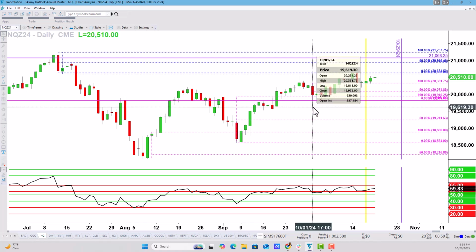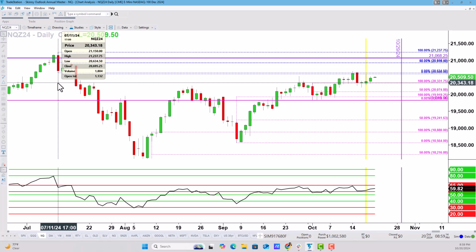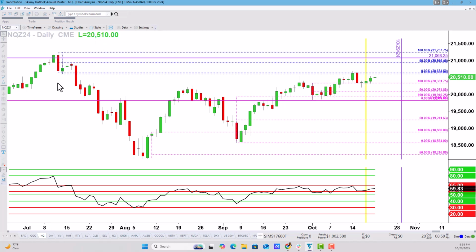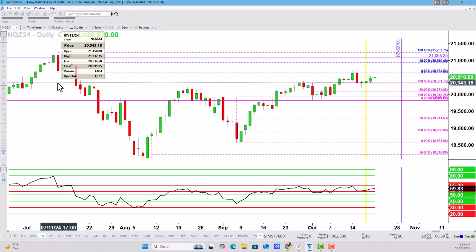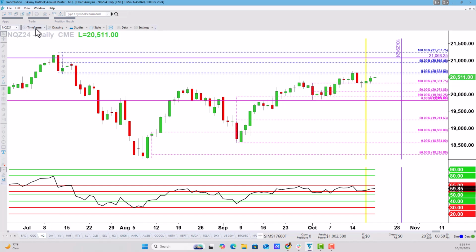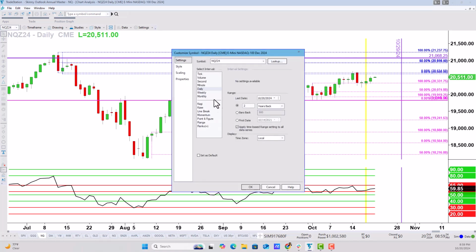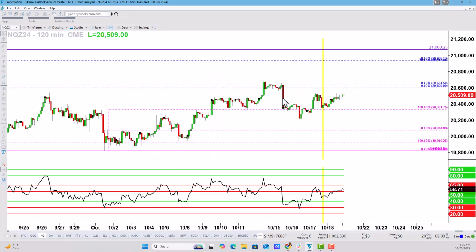I've identified the October 1st range as an important support, and the July 11th high is important resistance. Now, as promised, I'm going to take this down to another time frame, a 120-minute chart. So I'm going to just change this to minutes, 120-minute interval. All right, so here we are on the 120-minute time frame.